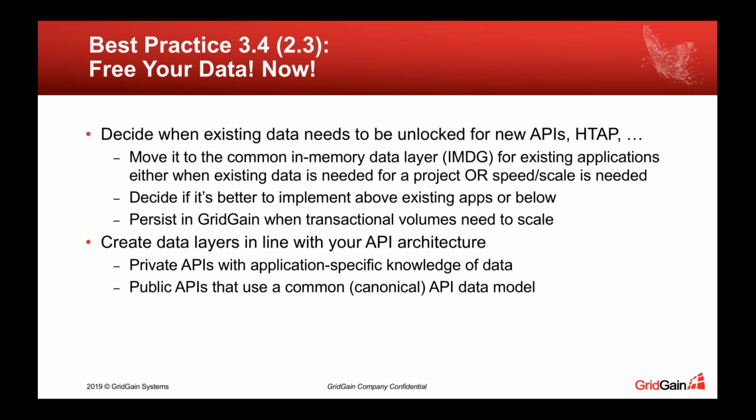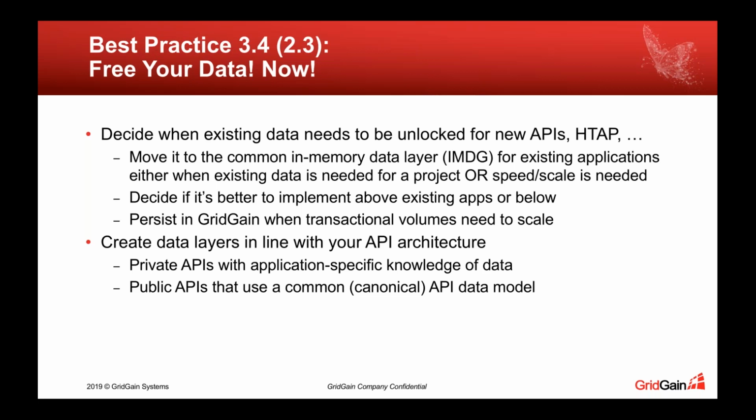If it's better to implement in-memory computing above an existing app for an API, do it that way rather than doing it below the app, because it's two sides of the same speed and scale coin. You're either adding speed and scale to the API or you're adding it underneath the existing application. And then if you do that, it makes it easier to turn on persistence and scale transactions, because your data model transactions are actually supported within the in-memory data grid. You can really just turn that into a database at any time.